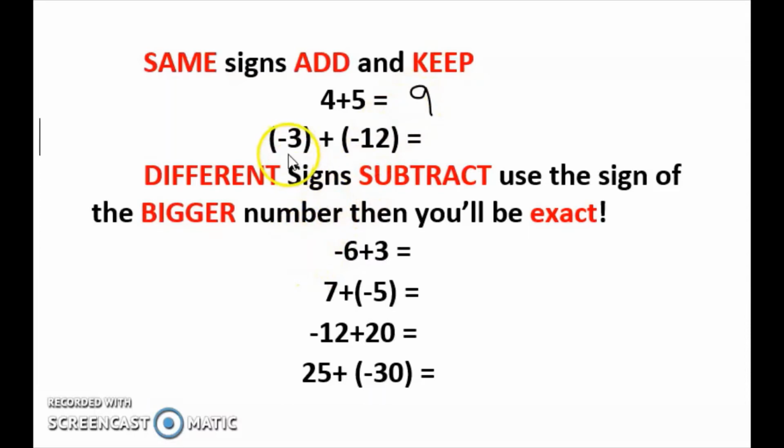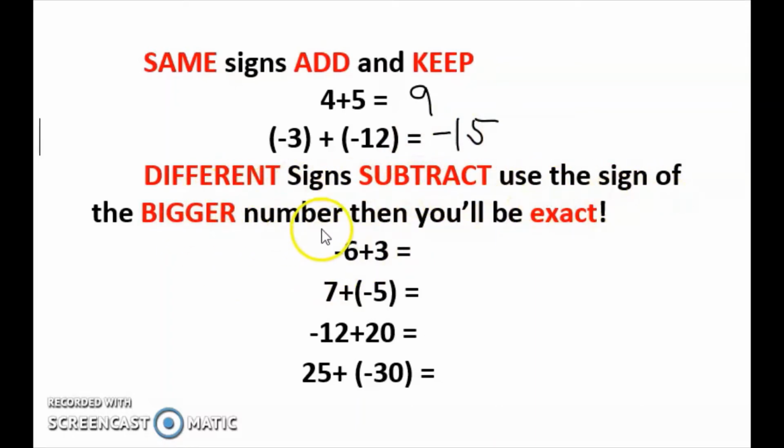9. We have now negative 3 plus negative 12. Negative, negative, same sign sila. So, i-add natin. So, we have here 15, 3 plus 12. And then, we keep the sign. Negative, negative. So, the answer is negative. Mananatili siyang negative.